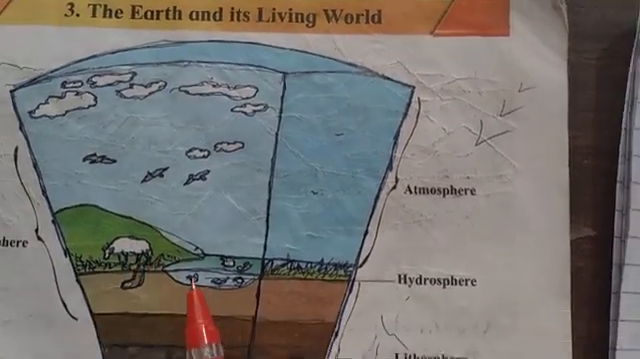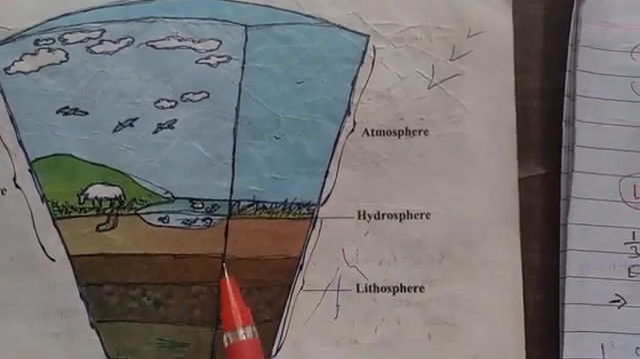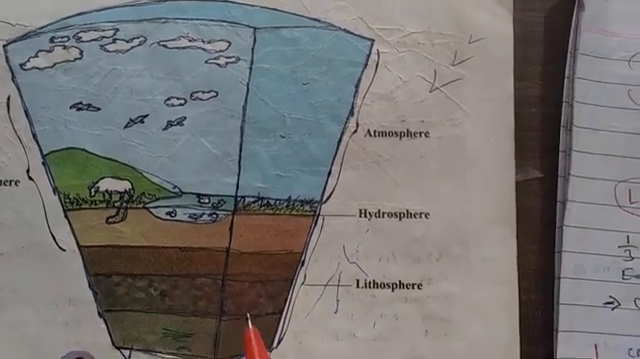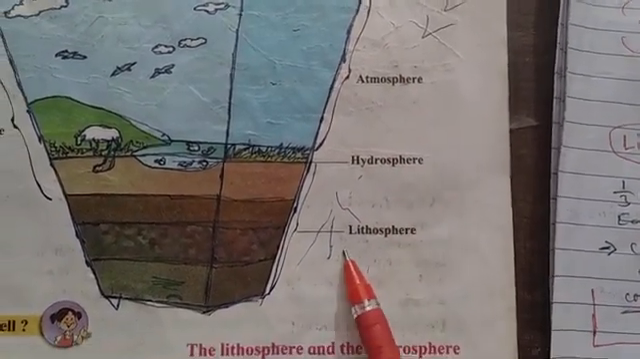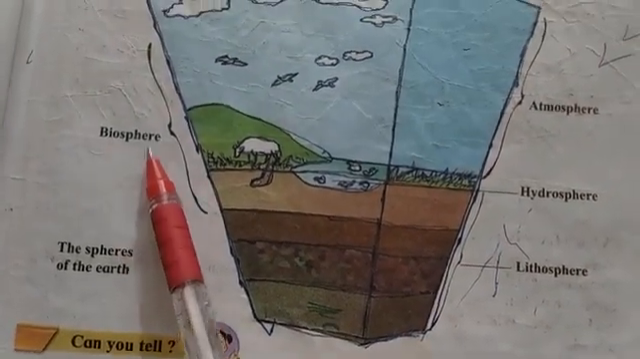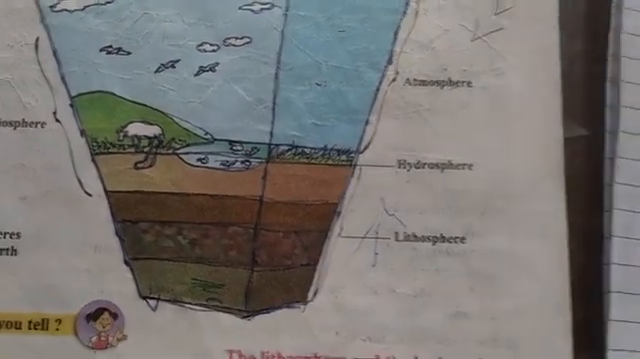Now you see these lessons in the textbook. Overall, this earth we divide into four spheres: atmosphere, hydrosphere, lithosphere, and biosphere. These are the spheres of the earth.